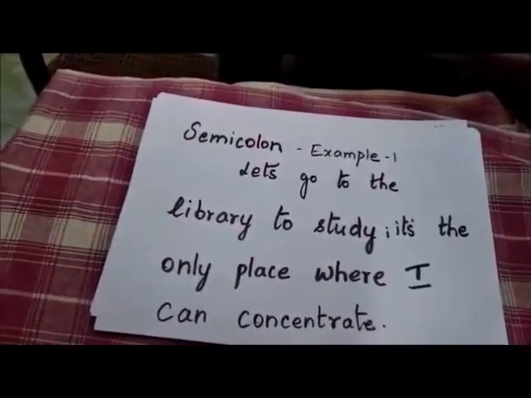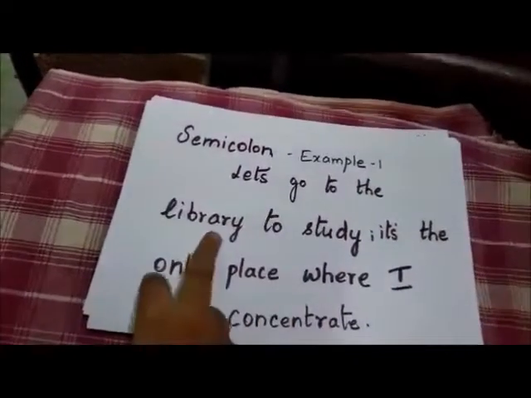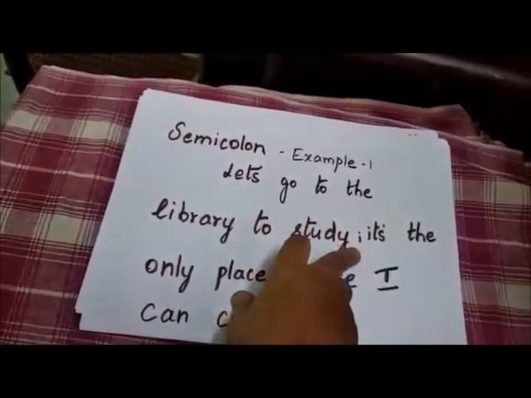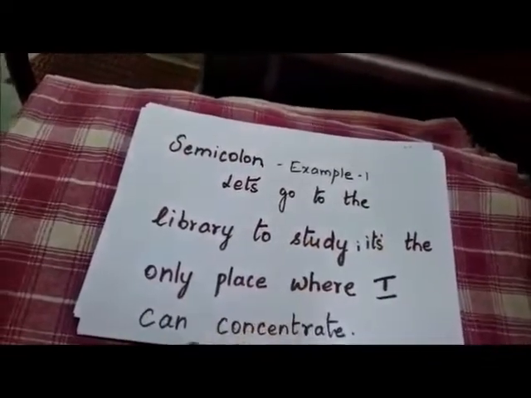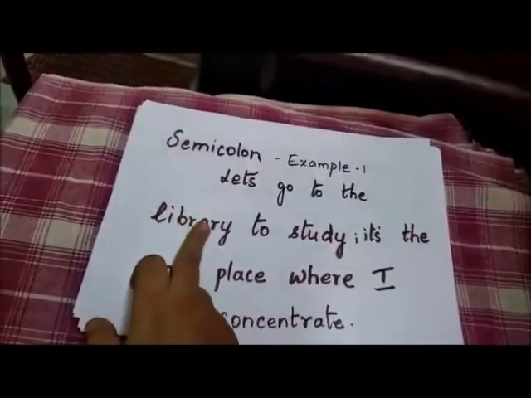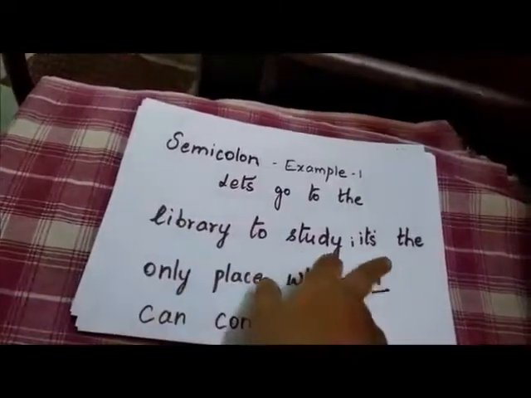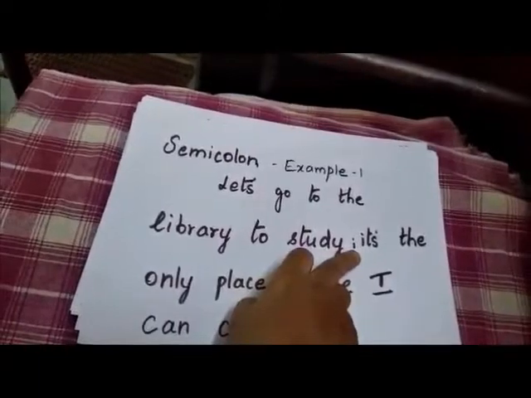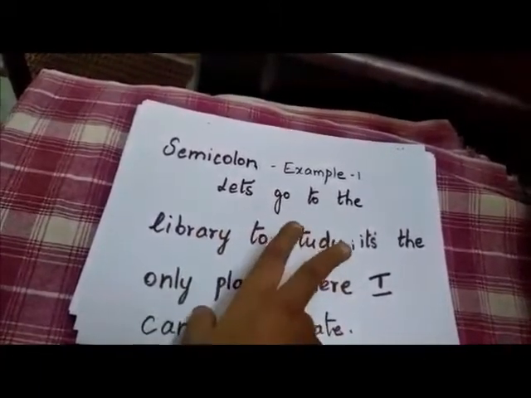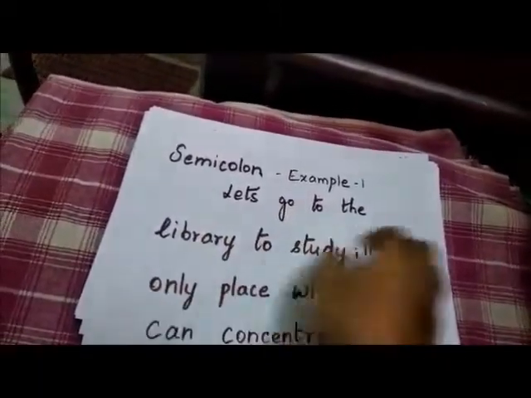So for semicolon, your example goes like this: Let us go to the library to study; it is the only place where I can concentrate. See, after this semicolon, the reason comes. Why is the person going to the library to study? The adverbial clause of reason is here. So it is separated with a semicolon. To separate two independent clauses, you have to use a semicolon.